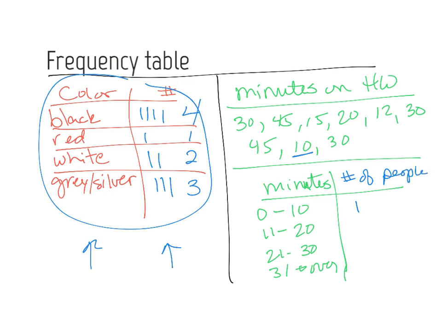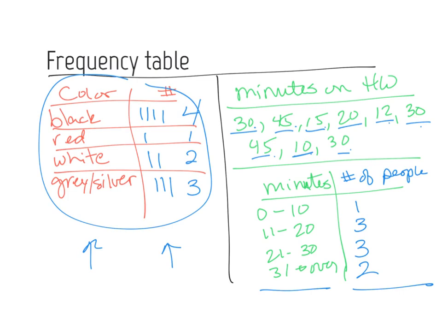11 to 20, we have 1, 2, 3 people. So there's that. 21 to 30, 1, 2, 3 people there. 31 and over, 1, 2. So we have 1, 2, 3, 4, 5, 6, 7, 8, 9 people. Here's our frequency table. That's all it is. The categories in one column and the number of people in the other column, or the number that you counted. Those are frequency tables. Really easy.